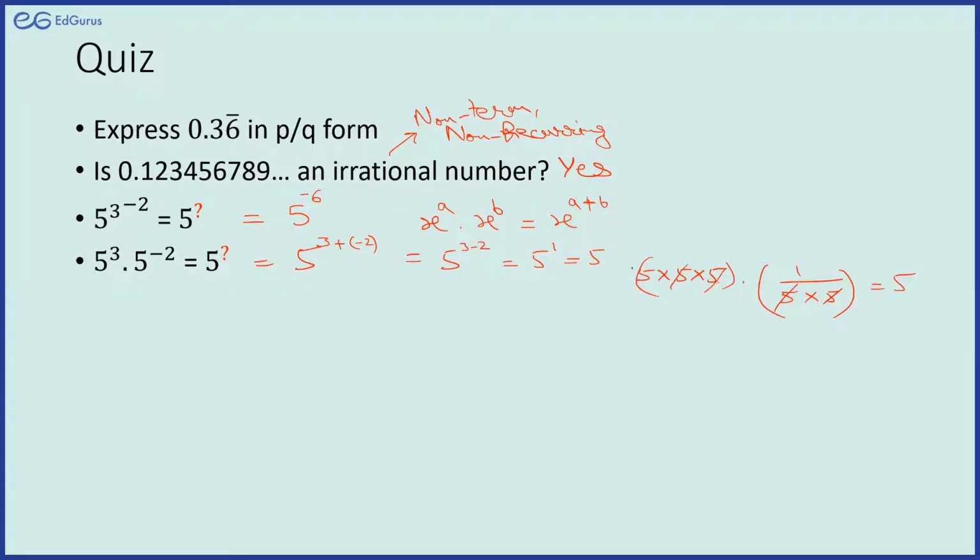But yes, in the exam, you are not going to confirm like this. You don't need to. You just remember the rule. The powers simply add up. When the base is the same and the numbers are multiplying, the powers simply add up. So 3 plus minus 2. What is plus minus 2? That is minus 2. So 3 minus 2 is 1. So 5 to the power 1, which is 5. Okay? Any doubts? No, ma'am. Okay.